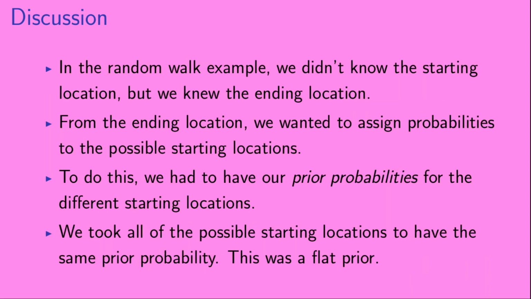In the random walk example, we didn't know the starting location, but we knew the ending location. From the ending location, we wanted to assign probabilities to the possible starting locations. To do this, we had to have our prior probabilities for the different starting locations. We took all of the possible starting locations to have the same prior probability, so we used a flat prior.